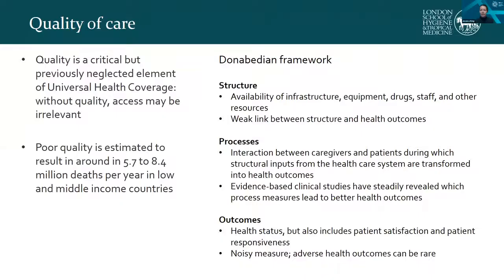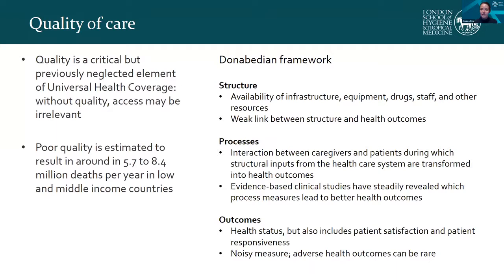So firstly, a very brief introduction to quality of care, which is, of course, the whole reason we want to use the standardized patient method for quality of care measurement. It's a critical but sometimes overlooked element of universal health coverage. It doesn't appear in our lovely cube model, but without quality of care, access to care could be argued to be irrelevant, and it's been estimated that poor quality of care results in several million deaths a year in low and middle income countries.